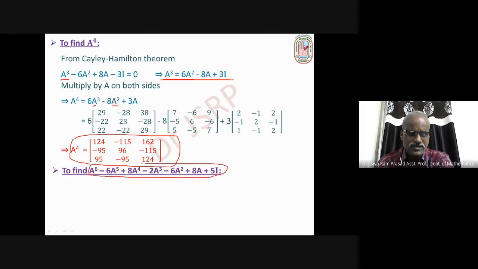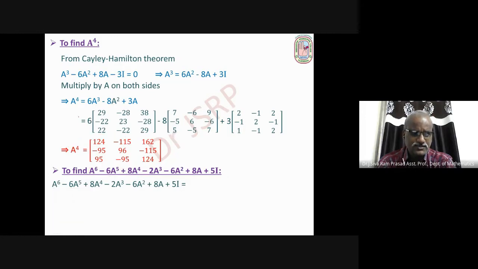Okay, right. So consider this polynomial. A power 6 minus 6A power 5 plus 8A power 4 minus 2A cube minus 6A square plus 8A plus 5I. Consider this polynomial. Okay. So using this identity, what is the identity we have from the Cayley-Hamilton theorem? Okay, we use this here.